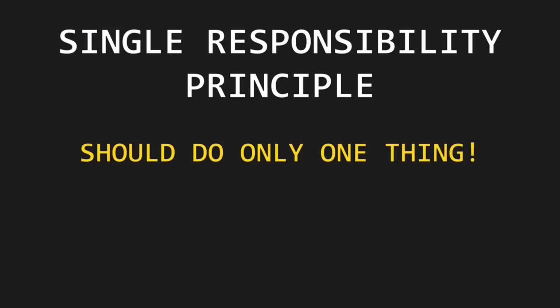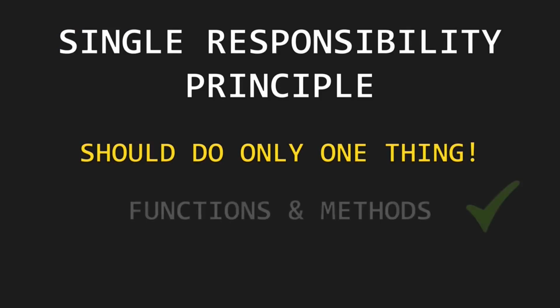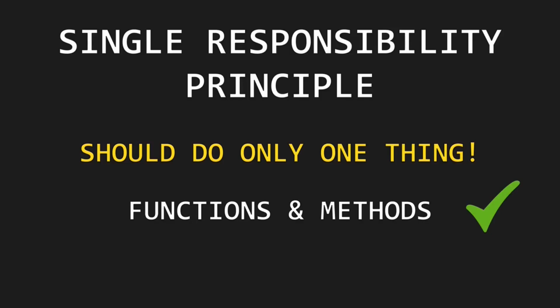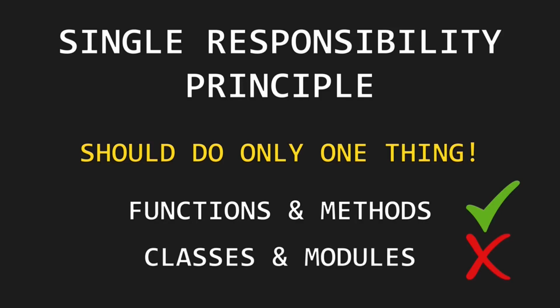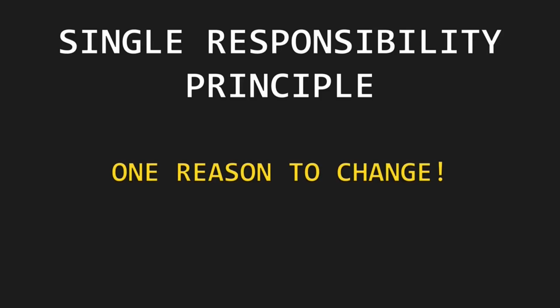So what exactly does the single responsibility principle state? The name seems to imply that a module should do only one thing. While this certainly applies to functions and methods, this is not exactly true for classes and modules. The most common definition of the single responsibility principle for classes and modules is: a class should have only one reason to change. Sounds meaningful and correct, but what exactly are reasons to change?